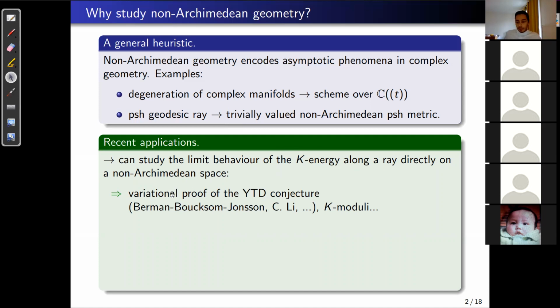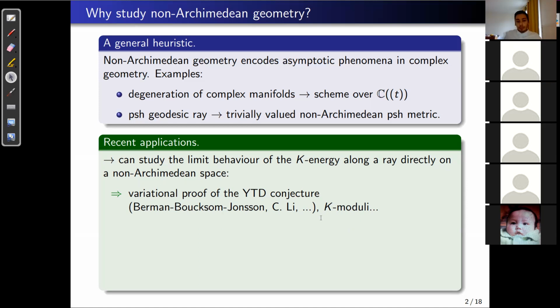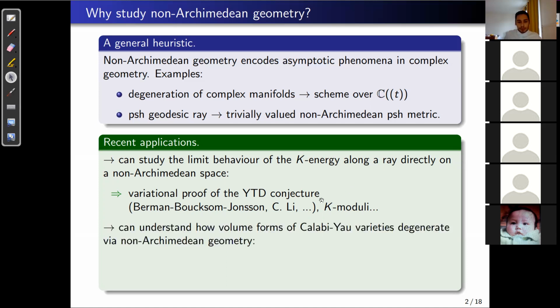And recently, these tools have helped give a new proof of this YTD conjecture in the Kähler-Einstein case by Berman, Boucksom, Jonsson around 2015. And recently, Chi Li has also made some real big progress on the more general case of the conjecture. And many other people as well I simply cannot cite because there are too many. And in the same direction, in the study of the K-moduli problems, constructing the moduli of K-polystable varieties, these non-Archimedean tools have proved very useful.